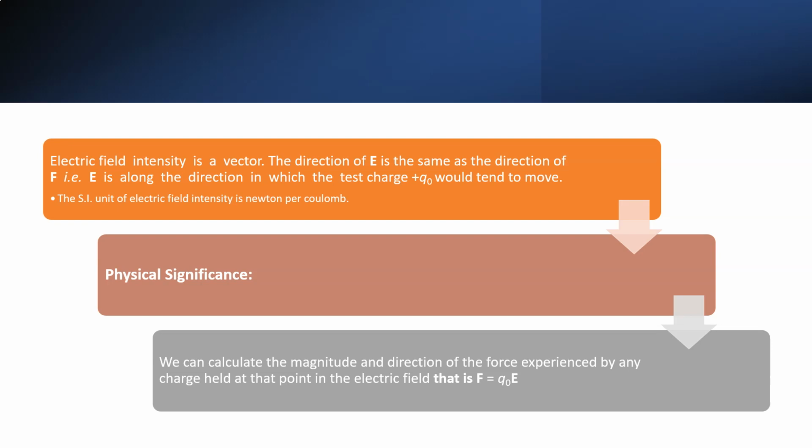The SI unit of electric field intensity is Newton per Coulomb. Now, what is the physical significance of E? We can calculate the magnitude and the direction of the force experienced by any charge held at that point in the electric field. That is, F equals Q naught E. So if we know the magnitude of charge, then we can find out the magnitude and direction of the force experienced by any charge held at that point in the electric field.